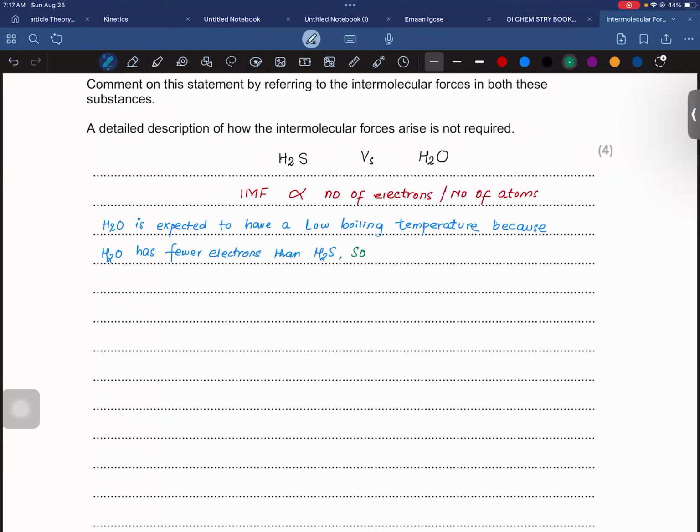So water might have weak London forces. Water has weak London forces.